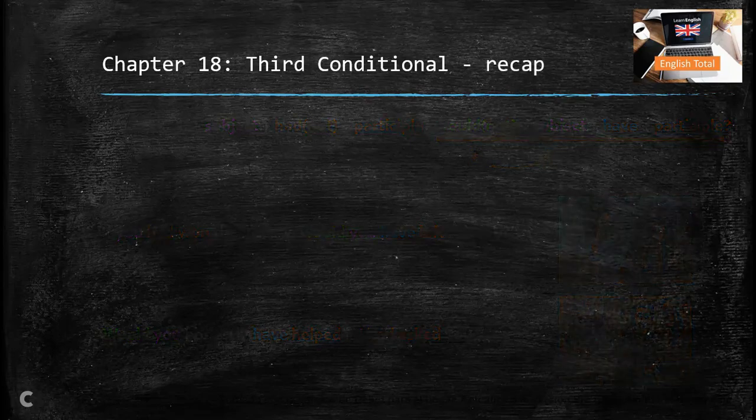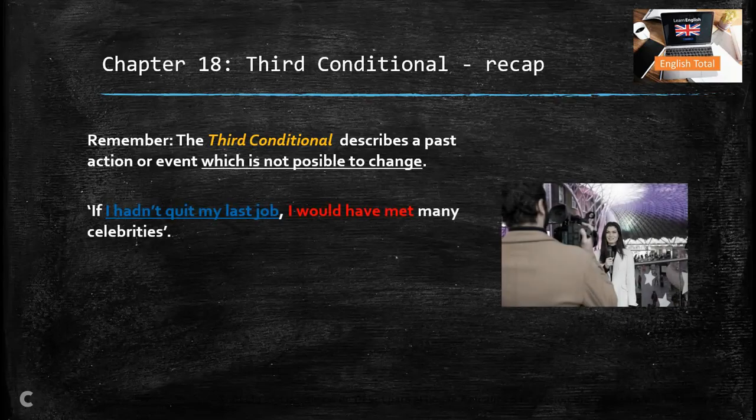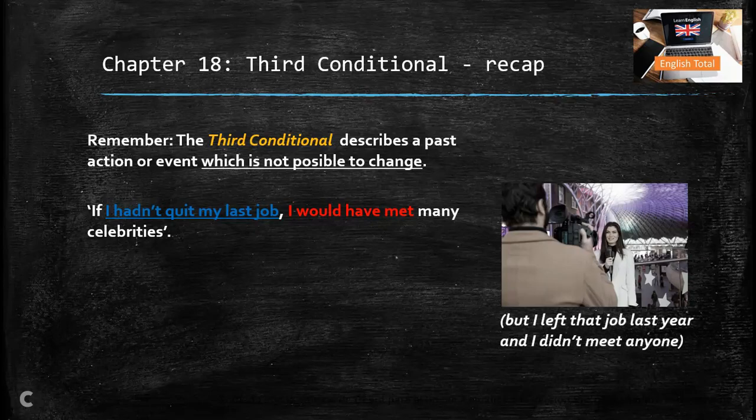Finally, let's recap by having a quick reminder of the right use of the third conditional. The third conditional describes a past action or event, which is not possible to change. This is the main point. Take a look at the example. If I hadn't quit my last job, I would have met many celebrities. But I left that job last year and I didn't meet anyone.